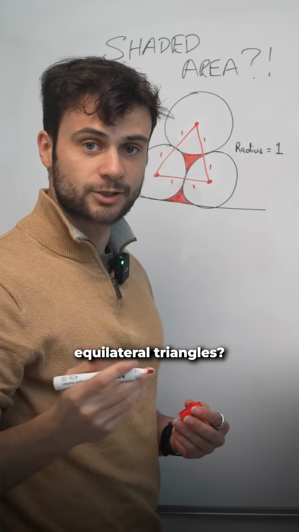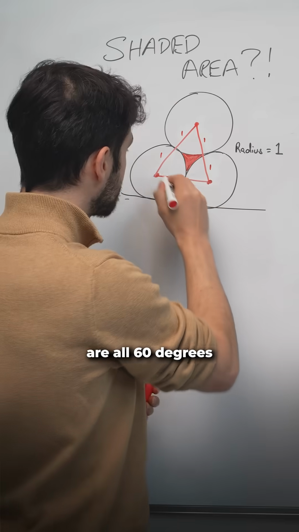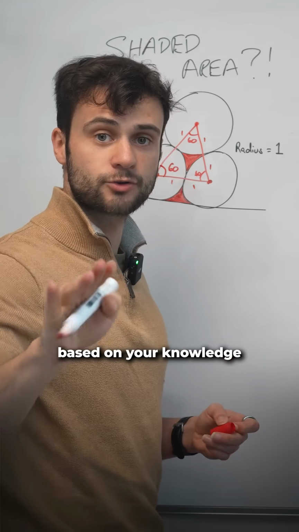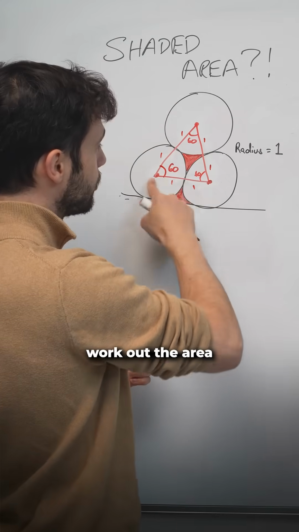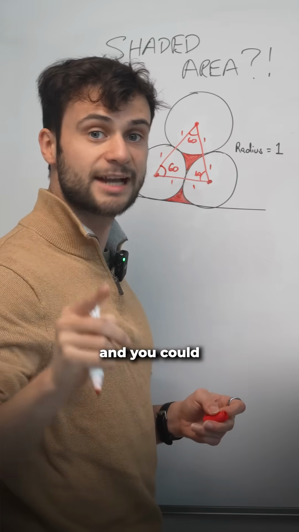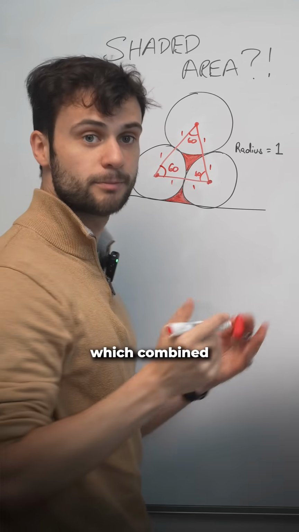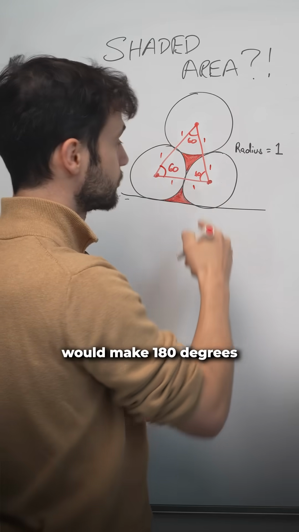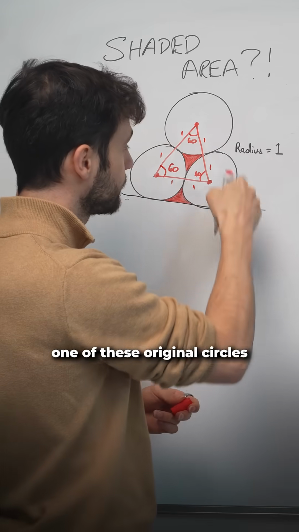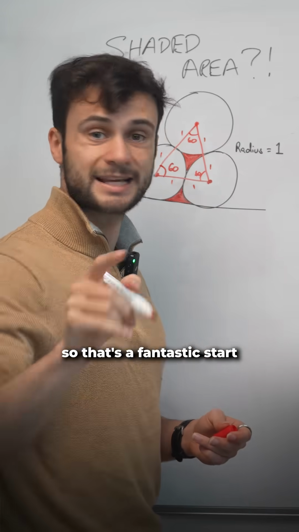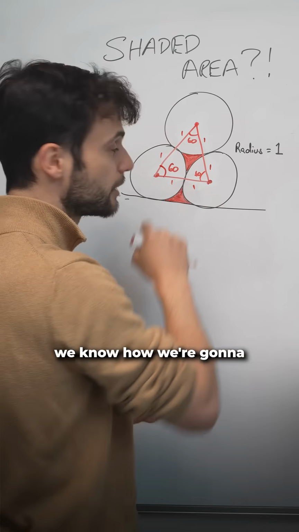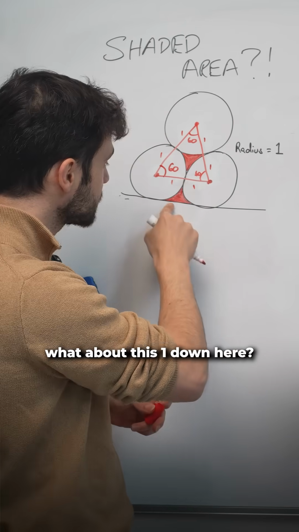And what do we know about equilateral triangles? We know that angles are all 60 degrees. So now, based on your knowledge of circles, you could probably work out the area of this triangle, and you could also work out the area of these 3 sectors, which combined would make 180 degrees, or just half of one of these original circles. So that's a fantastic start. We know how we're going to figure out this area. But what about this one down here?